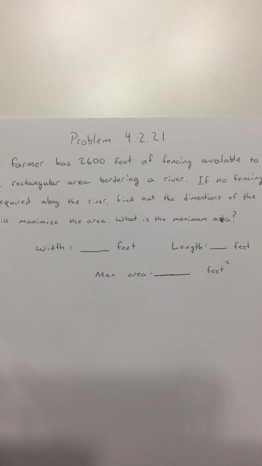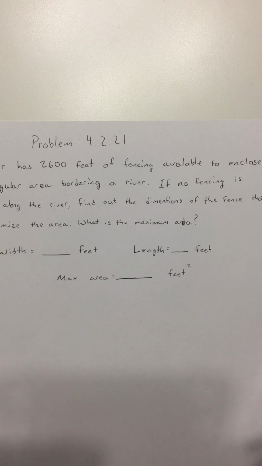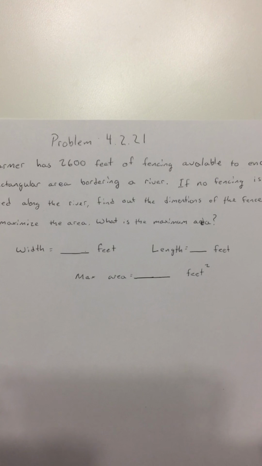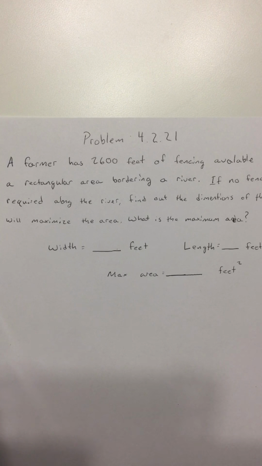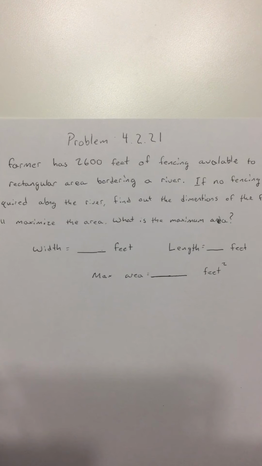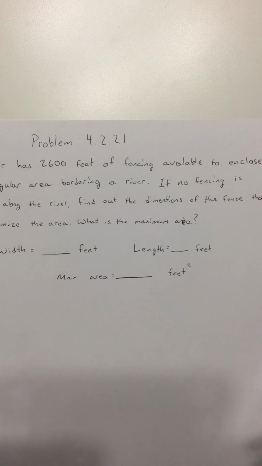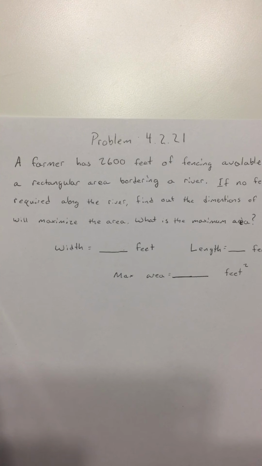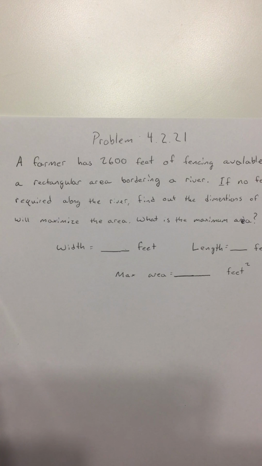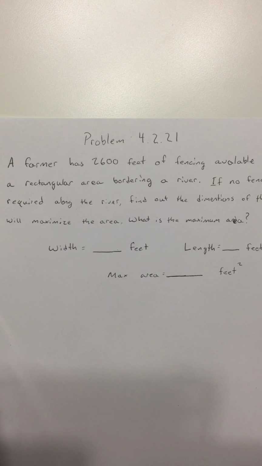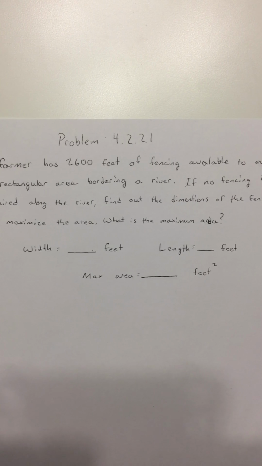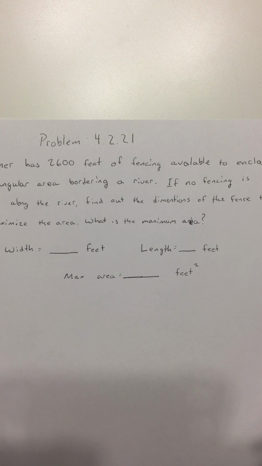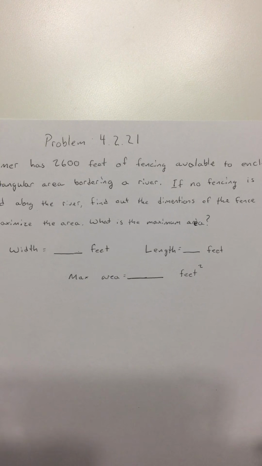2,600 feet of fencing available to enclose a rectangular area bordering a river. If no fencing is required along the river, find out the dimensions of the fence that will maximize the area. What is the maximum area?